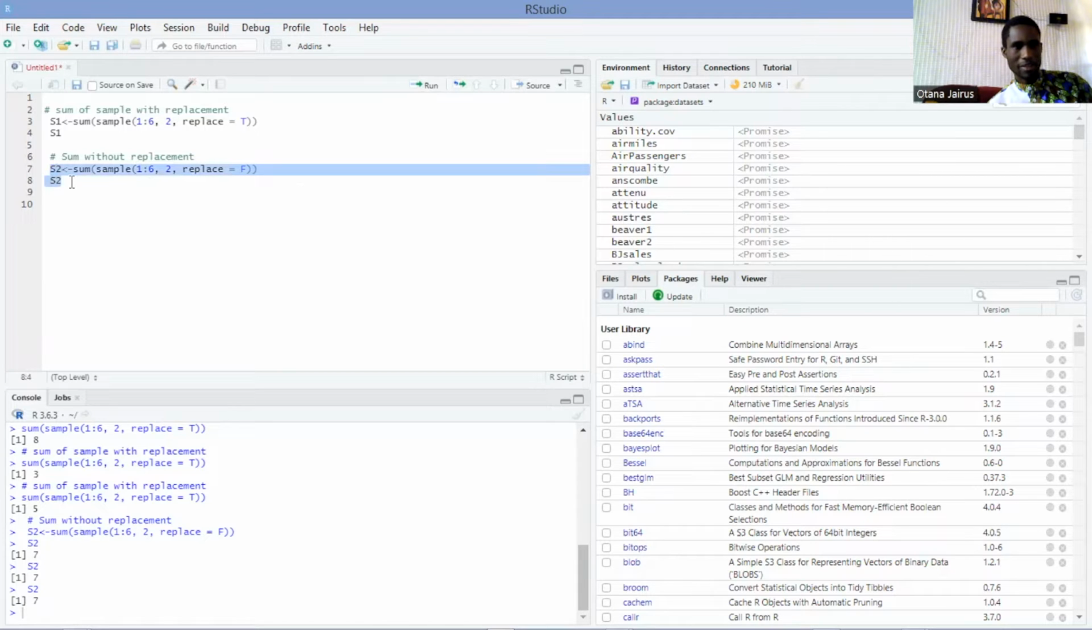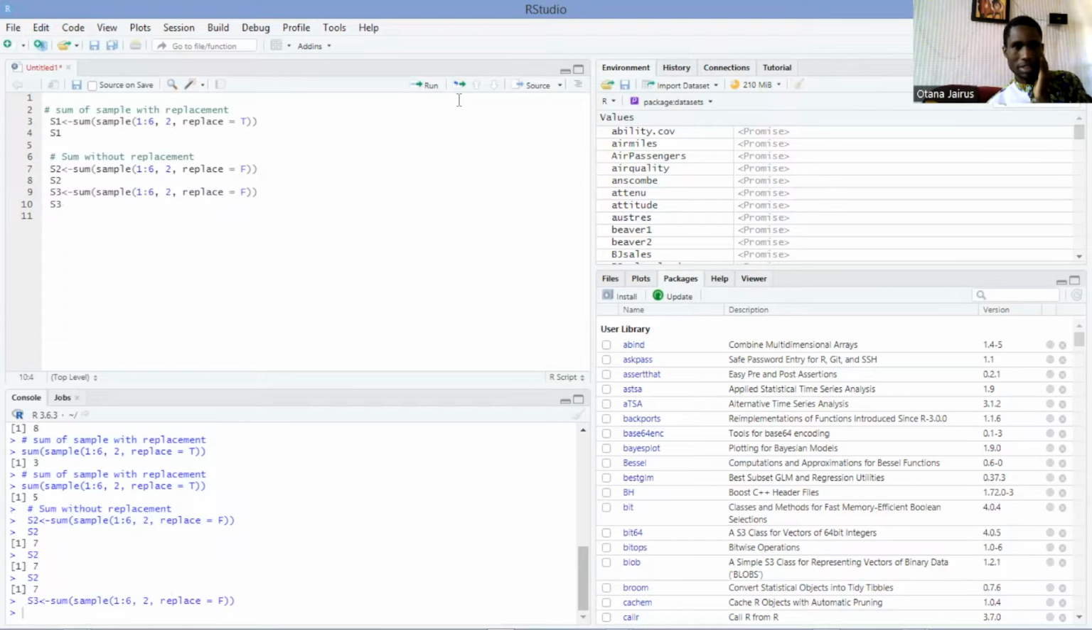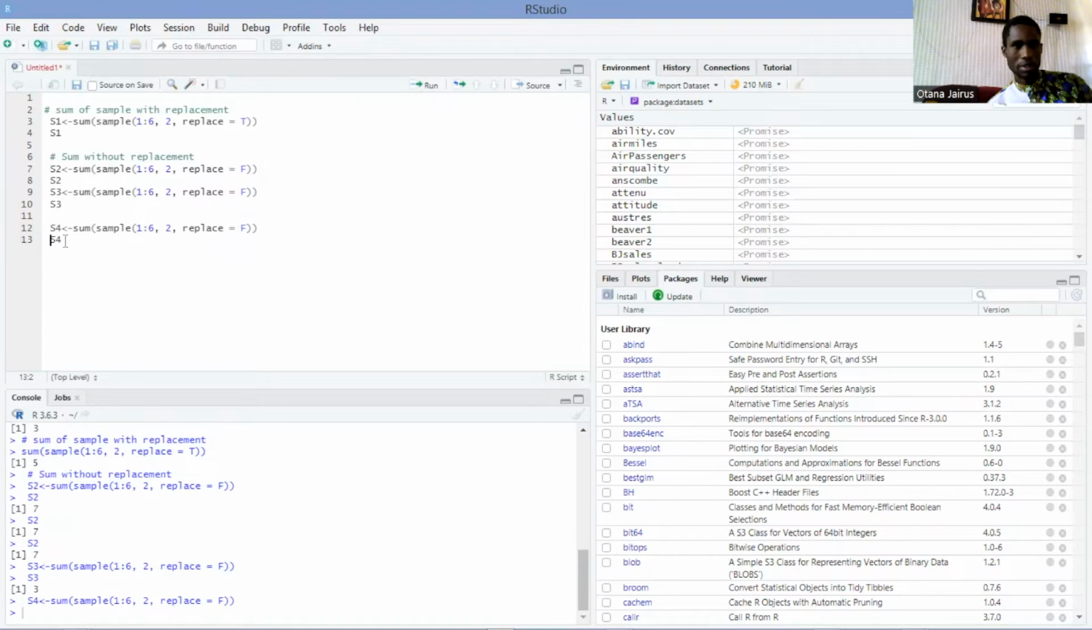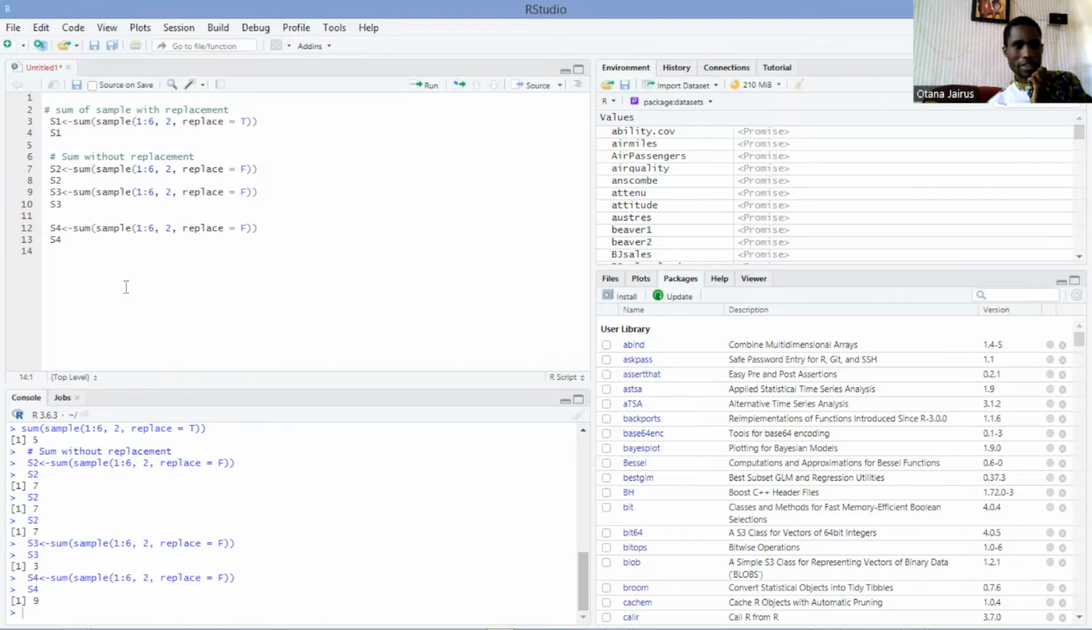I'll be changing here so that you can distinguish. You see? Still the same thing. Then I call here S4. When you run S4, you get the sum is 9, you see? So we can see that even when we do it without replacement, the summation is also a random variable.